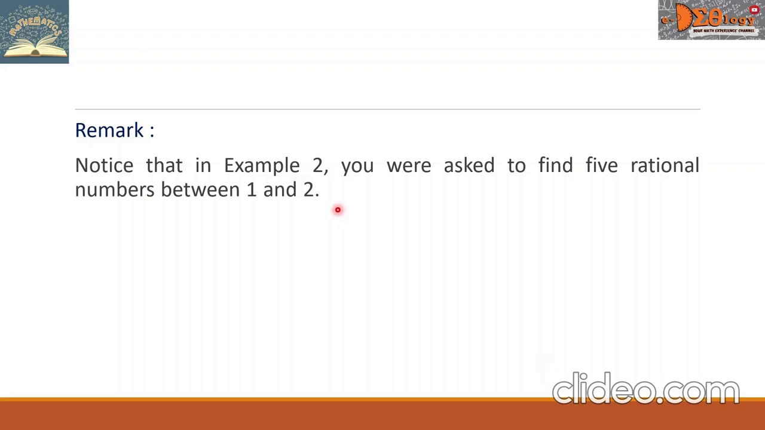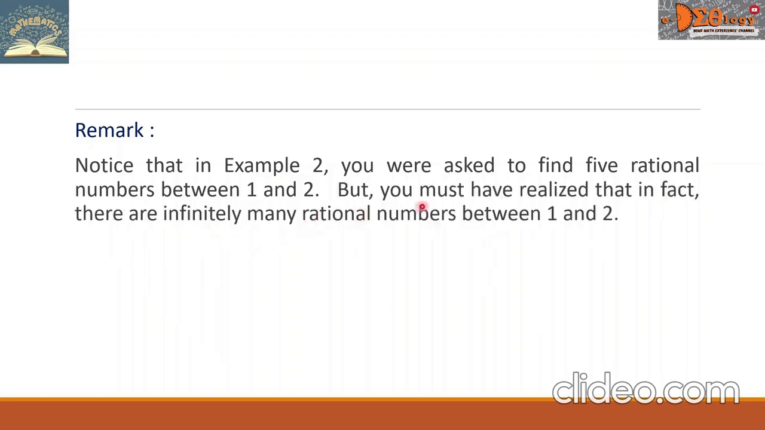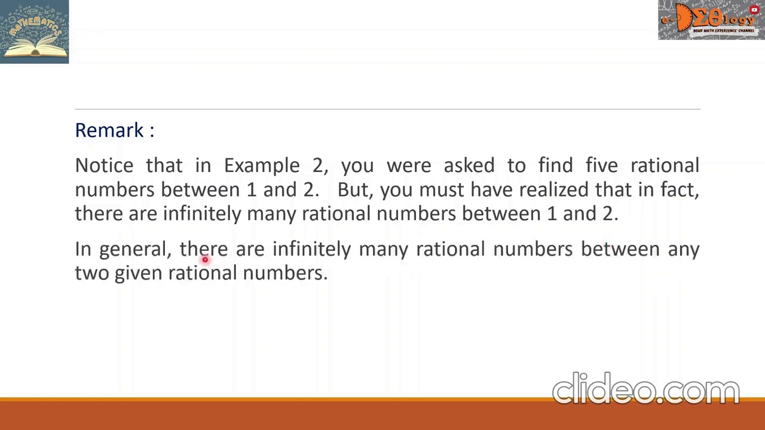Notice that in example 2, you were asked to find 5 rational numbers between 1 and 2. But you must have realized that in fact, there are infinitely many rational numbers between 1 and 2. In general, there are infinitely many rational numbers between any two given rational numbers.